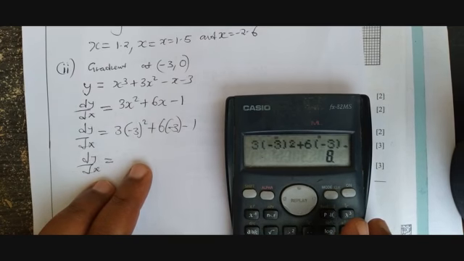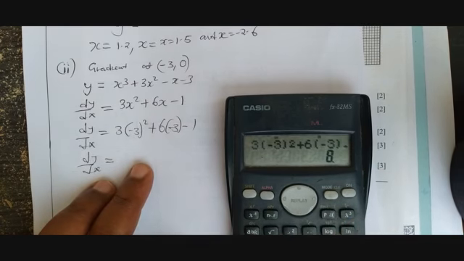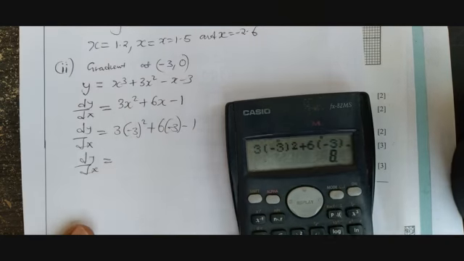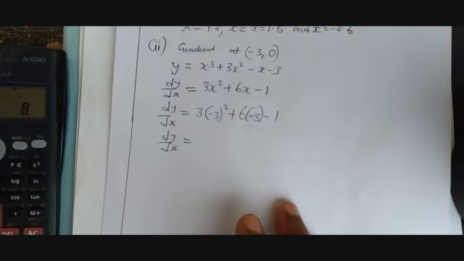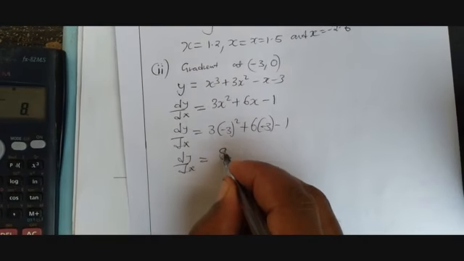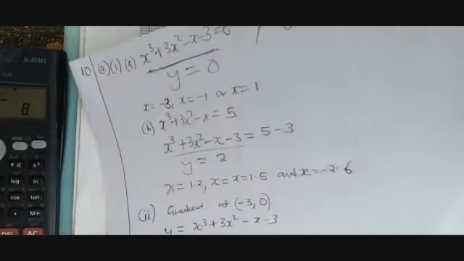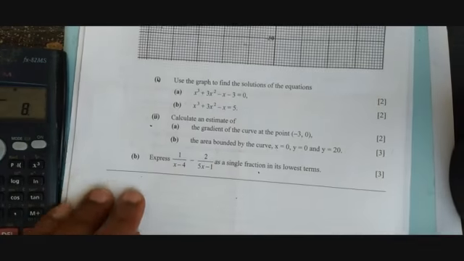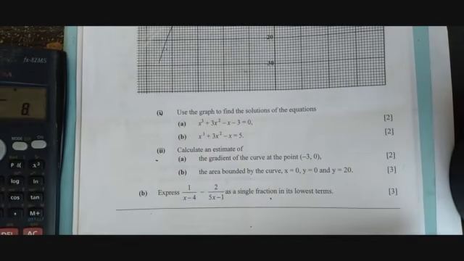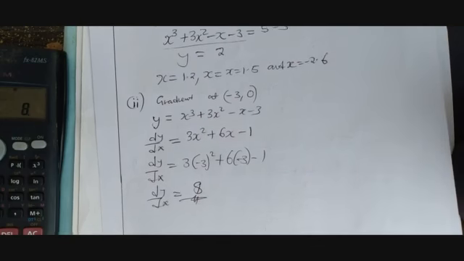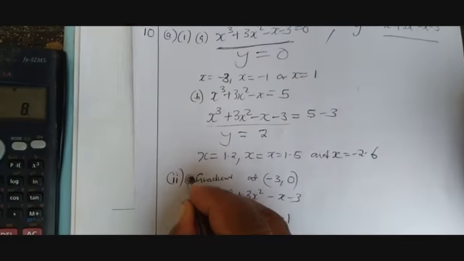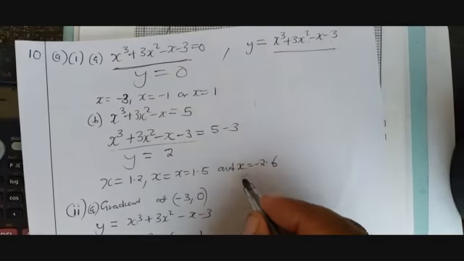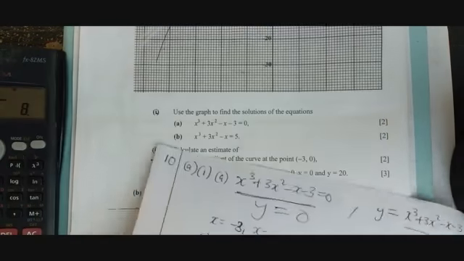So what do you get? You get about 8. Okay, so it means the gradient here is 8, and this is your answer. You are done. You go to the next one, which is B. Okay, take note, this was Roman numeral 2A. Then you can deal with the B.